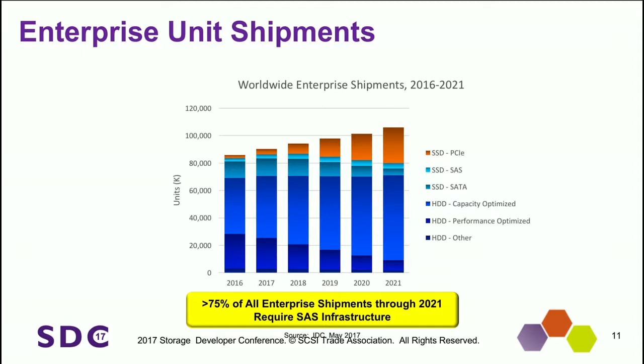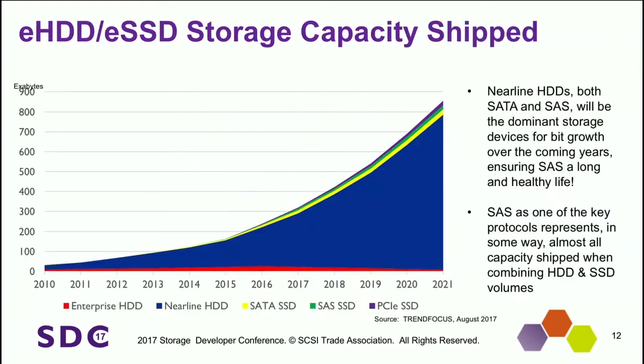But the interesting thing is this entire piece of the infrastructure from here down is typically serviced in many cases on a SAS infrastructure, whether it's SATA or SAS drives. So it's a tremendous piece of the infrastructure and capacity out there that's actually using SAS. And this is just looking at unit shipments. The SSDs are much lower capacity than the HDDs that are out there. So if you look at this as a capacity chart, you see something like this.